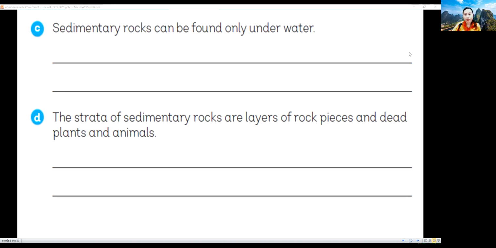Okay. Get ready. 1 minute. We'll check your answer. This is about sedimentary rocks, okay? The A, B, C, D questions. Finish? You can raise your hands if you are done. Please click the hand button. If you are done, click okay so we can check your answer.